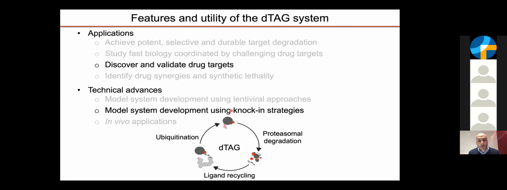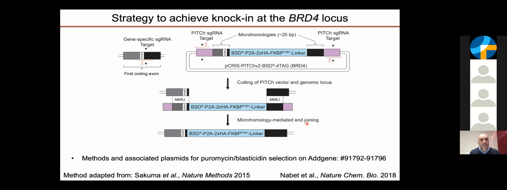So next, I wanted to switch gears and briefly talk about some of the knock-in approaches that we've been using over time and how this has been quite powerful for us in terms of discovering and validating different targets of interest. And so here, we, of course, again started with going back to BRD4. We thought it would be a great target to see if we could actually achieve knock-in, but also start to address some questions that we had.